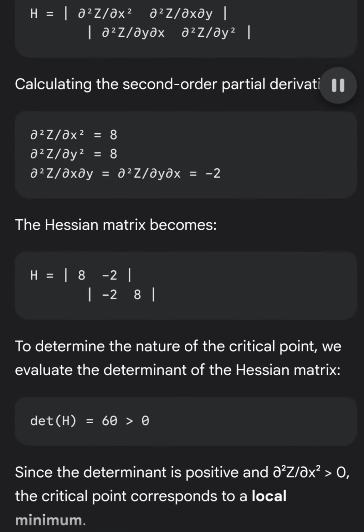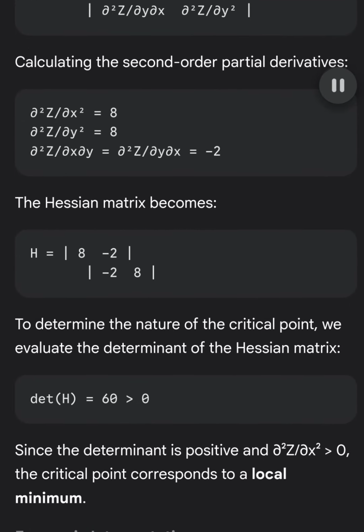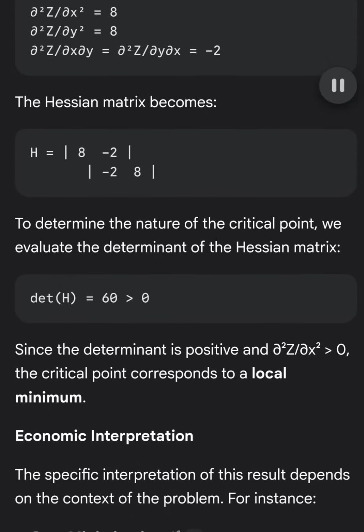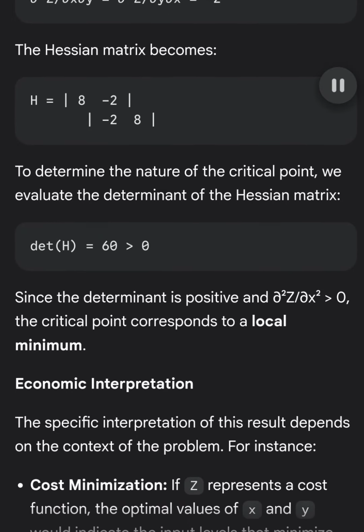To determine the nature of the critical point, we evaluate the determinant of the Hessian matrix. Det H equals 60, which is greater than 0. Since the determinant is positive and partial squared z over partial x squared is greater than 0, the critical point corresponds to a local minimum.